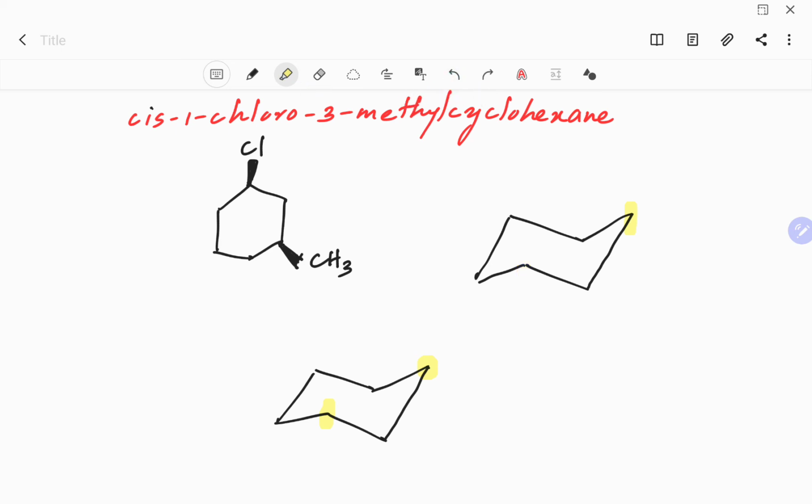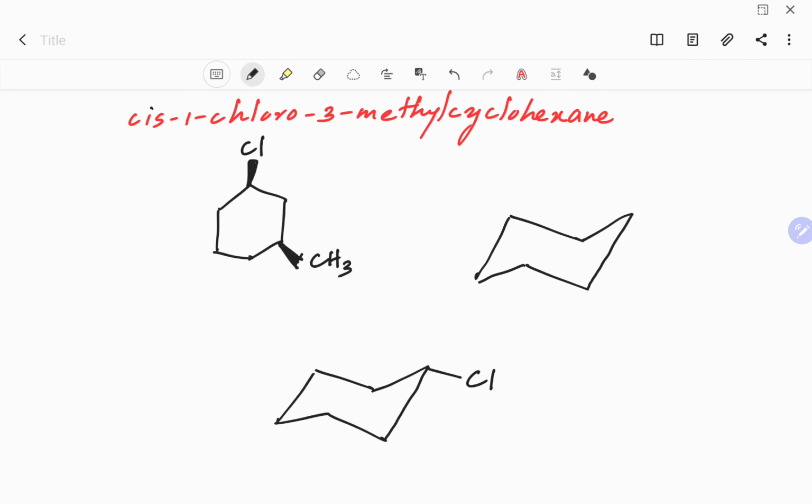Okay, and then on the number 1 carbon, you can put chlorine. I'm going to put chlorine, let's put it in the equatorial position. Okay, don't think about anything. Just put chlorine in the equatorial position.